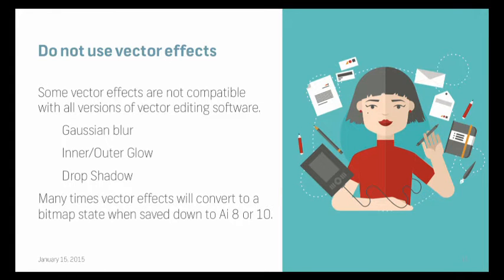I know that in later versions of Illustrator, these are editable, but if someone's opening up your file in CorelDRAW or in CS2, they're not going to be able to edit those. And in fact, those areas may even convert into a bitmap state. Often when you save them down as Illustrator 8 or 10, that's when we see the resulting vectors that have been converted into a bitmap state, which we cannot accept.